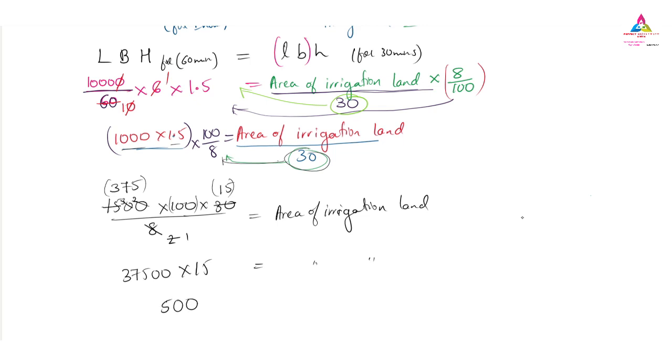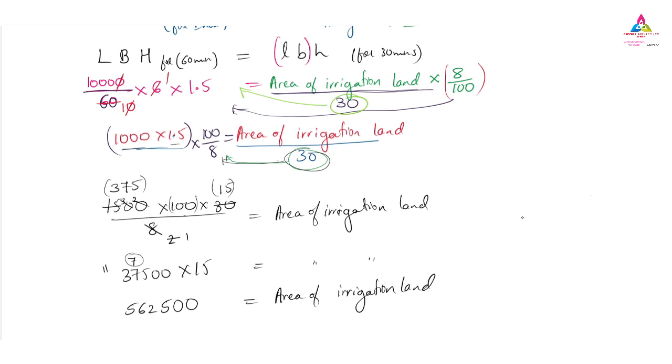So you will write 5 here and you will take here 7. So 15 7s are 105, 105 plus 7 is 112. So 2 here and 11 common. 15 is 45, 45 plus 7 is 56. So that is nothing but the area of irrigation land.